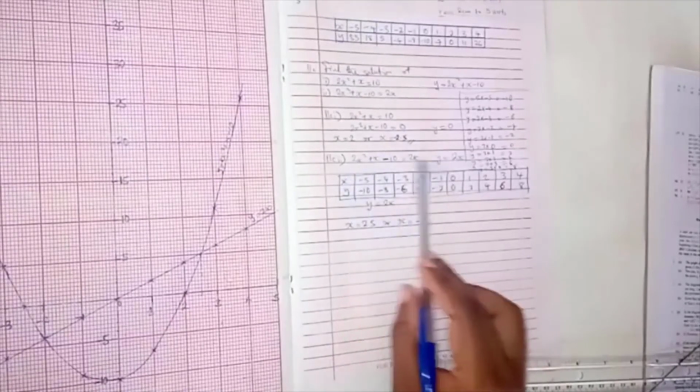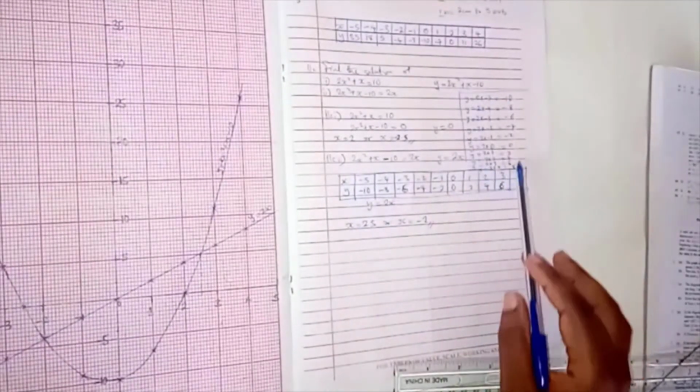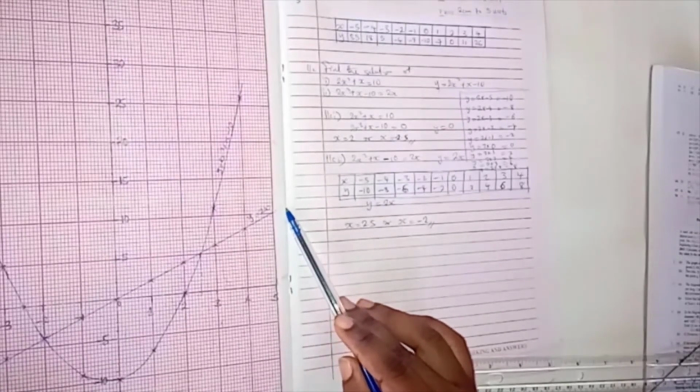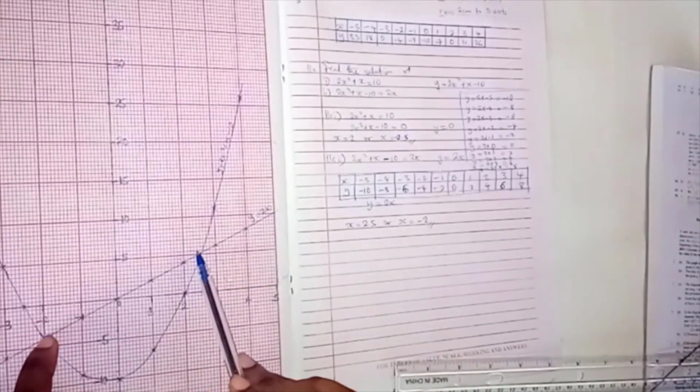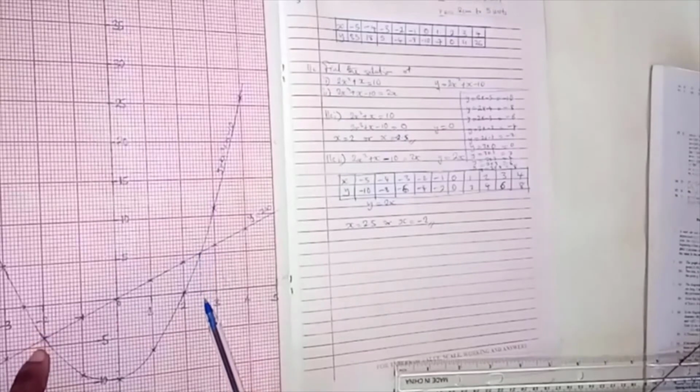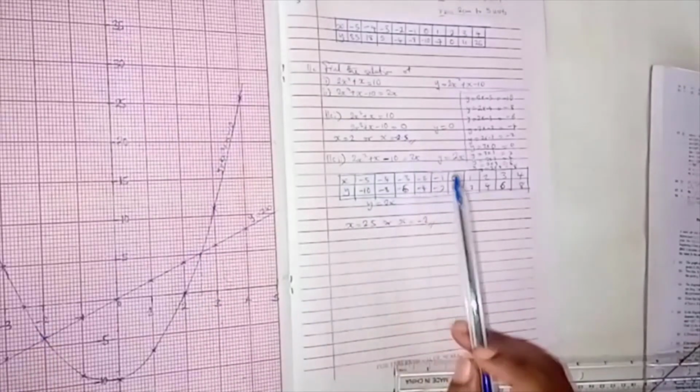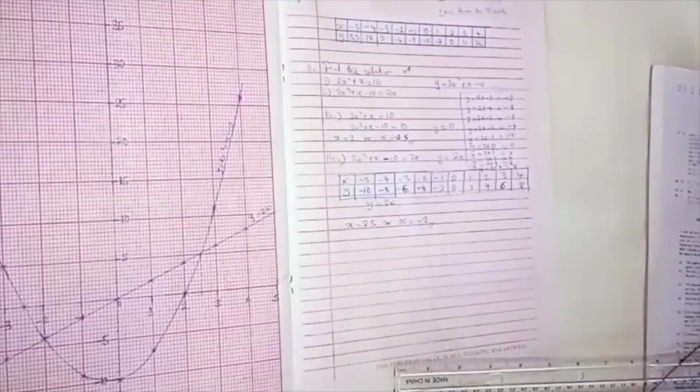And you can see how we did this for here. We still had to form a table and plot the straight line graph, and where it touched the curve, that's where we have our point, which is the solution to the equation. That's the root of the equation. All right, so thank you. So let's get on to the next question.